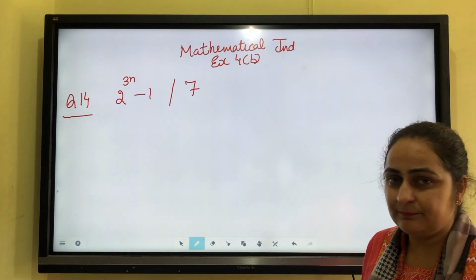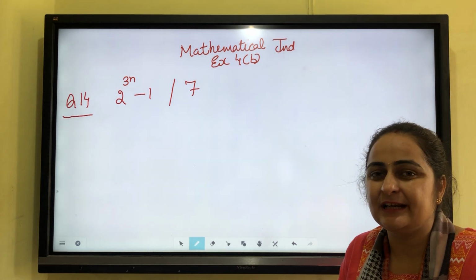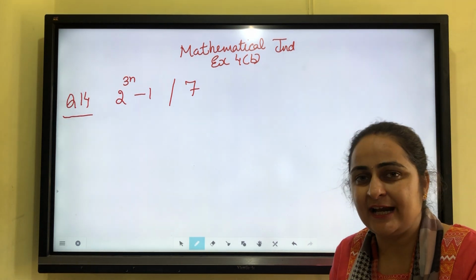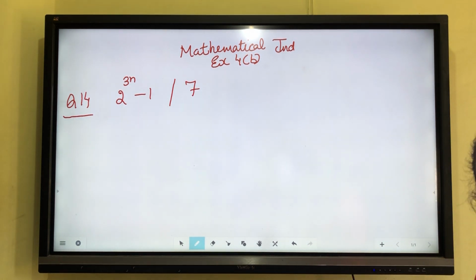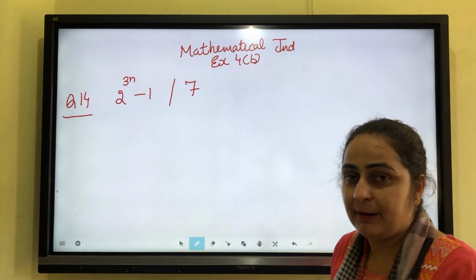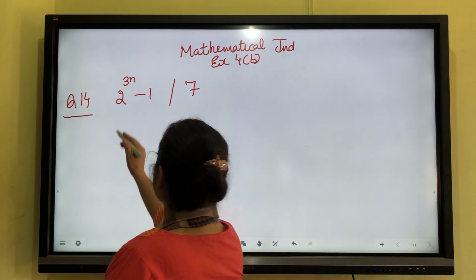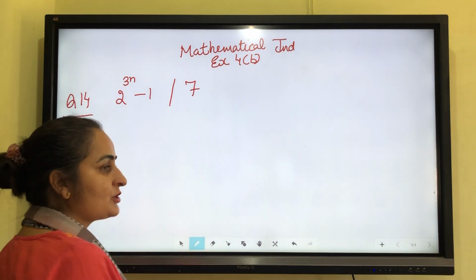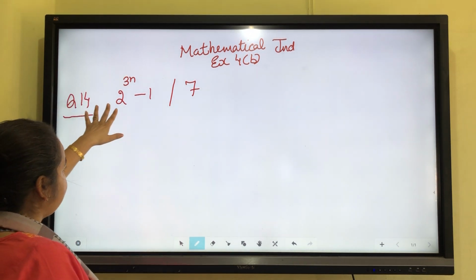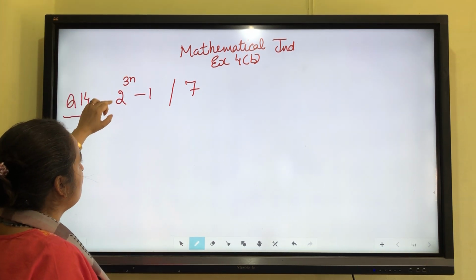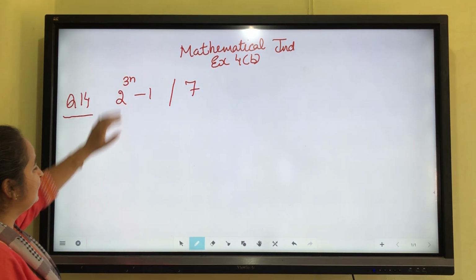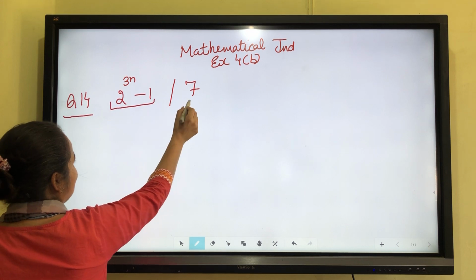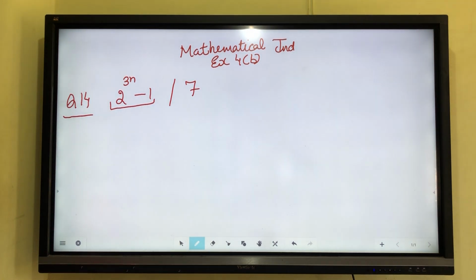Now let's start the topic, but there is a little bit of change as we discussed in the earlier method. Again here we are using induction, but how do we apply induction in such type of cases? The question is that the series is 2 to the power 3n minus 1, and you have to check whether this series is divisible by 7 or not. We have to prove it by mathematical induction.